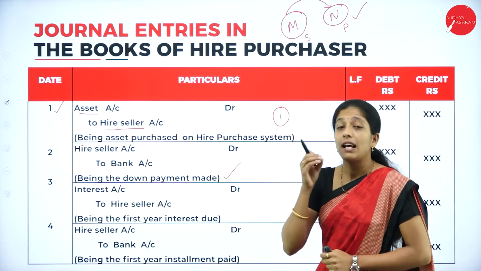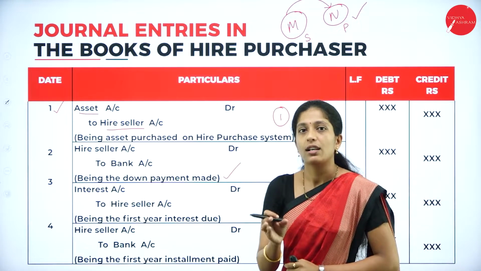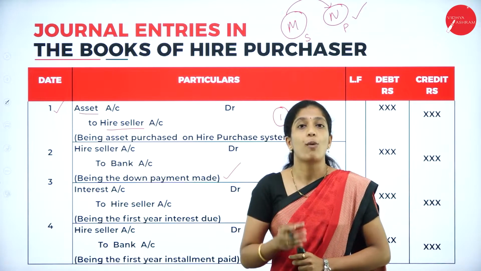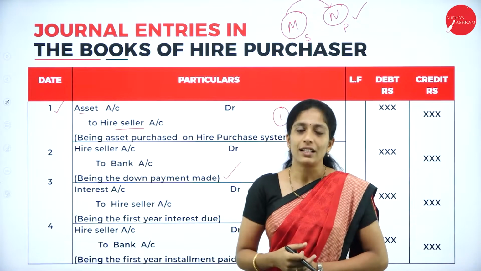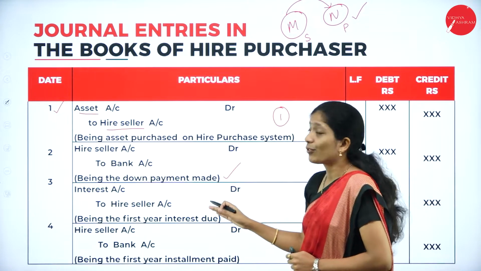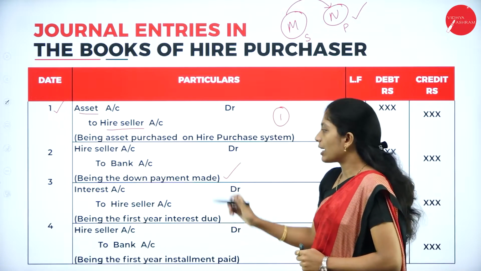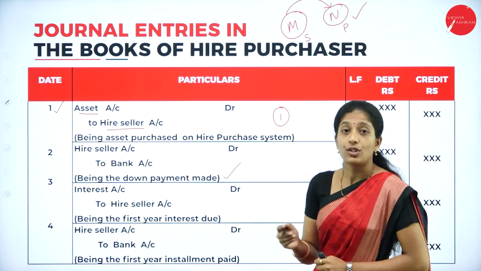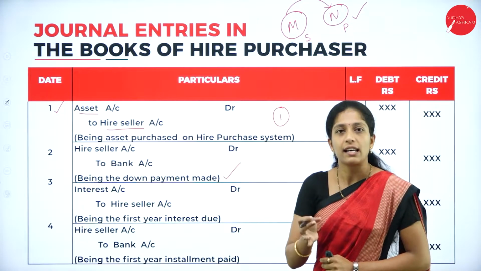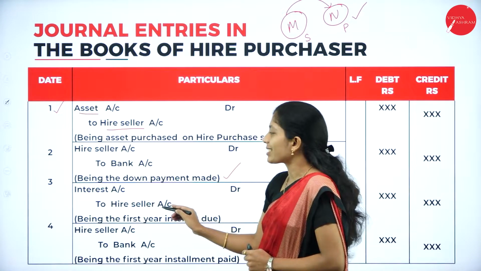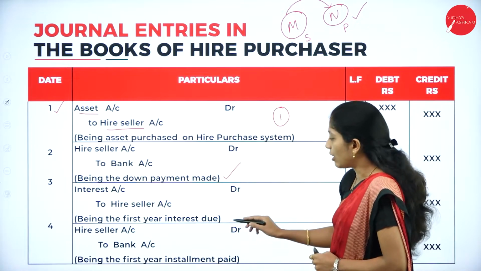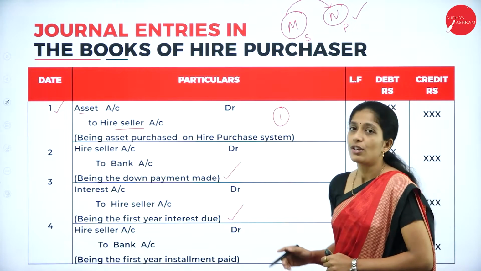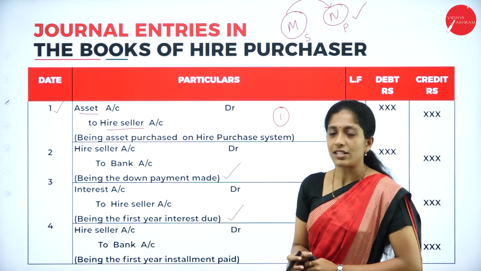Next, I have told you the remaining amount will be paid to the hire seller in the form of installments along with interest. So your third entry is for interest due. Your entry will be interest account debit to hire seller account. Interest has to be paid to whom? Hire seller. So entry will be interest account debit to hire seller account. So this is for the first year interest due.